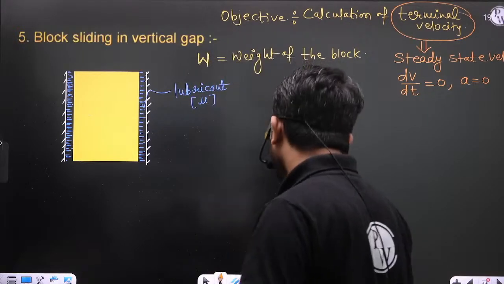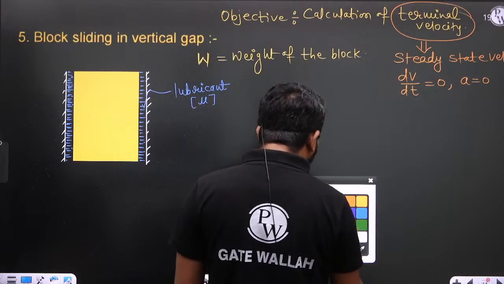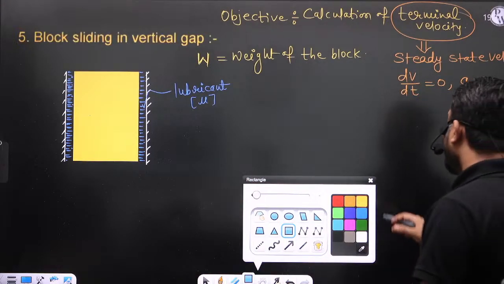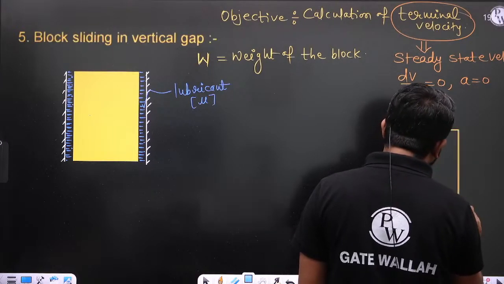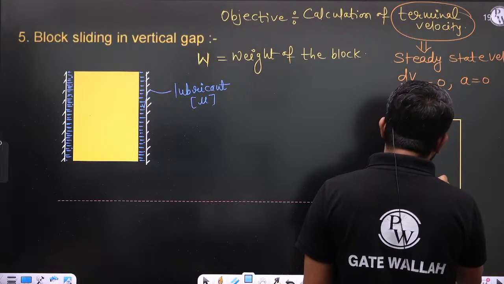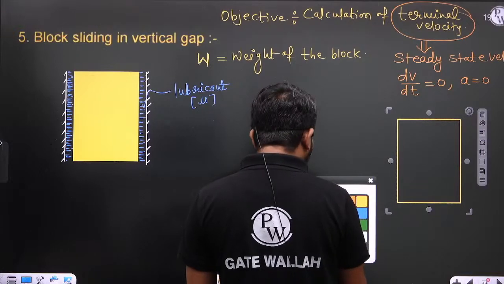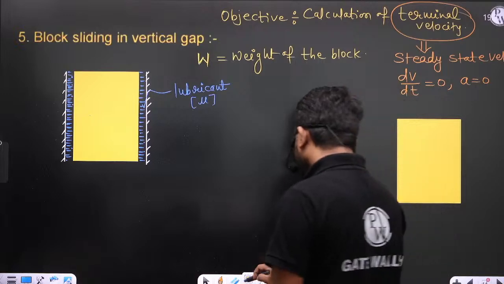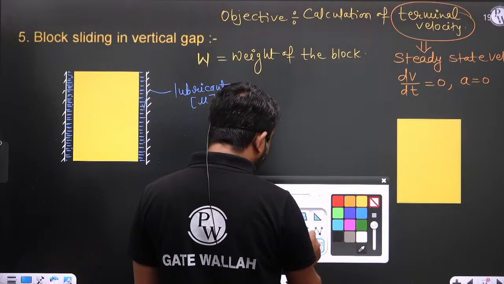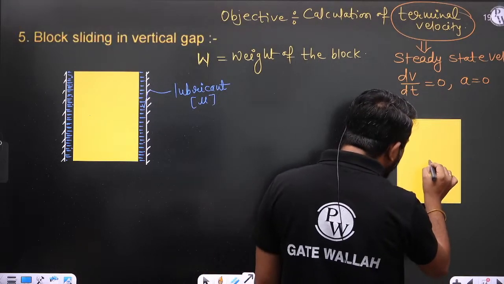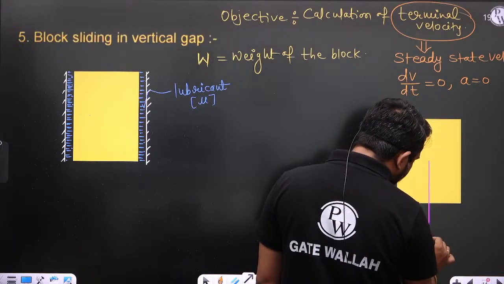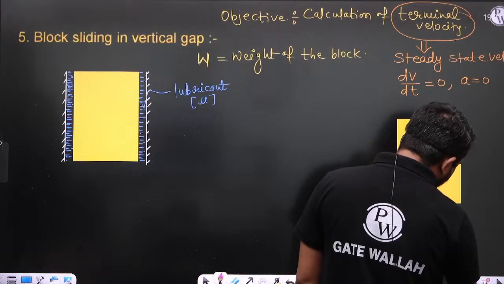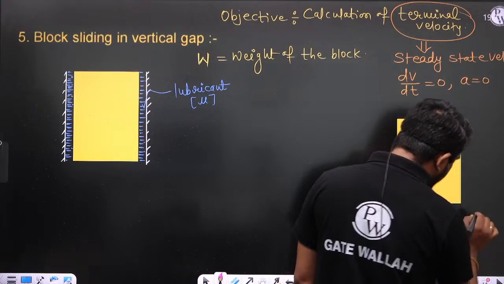Is it fine? Now, are you able to draw the free body diagram of this block? So this is the block. Weight is given W, and weight is acting in the negative y direction like this. This is the weight.